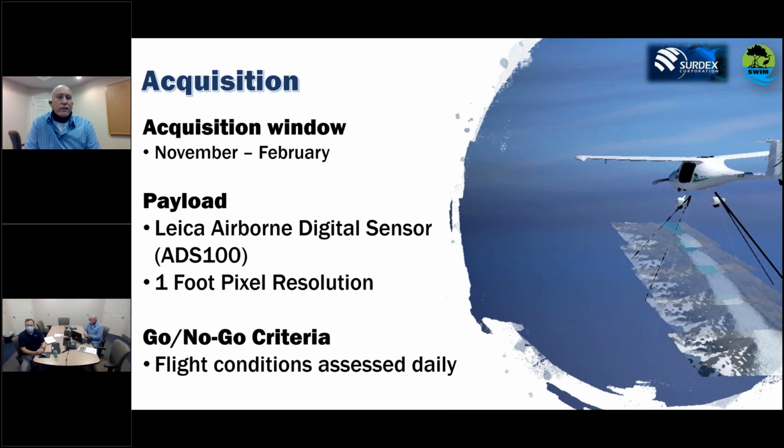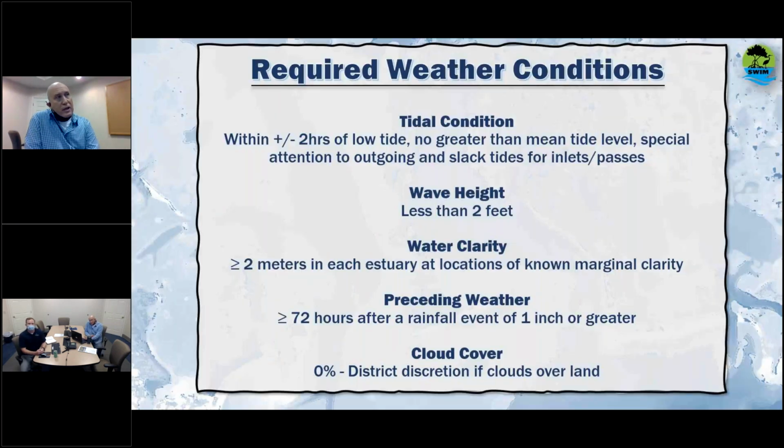We do have a very strict go, no-go criteria for flight. They are assessed daily throughout that November to February window. And this is just kind of an example of some of the criteria that are used in order to make the go, no-go decision, usually the morning of flight. So the tides, of course, have to be right. Wave heights have to be right. Water clarity as well is important. We need greater than or equal to 2 meters, optimal for each estuary in order to give the thumbs up for flight.